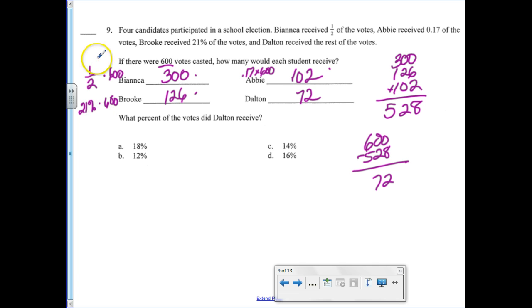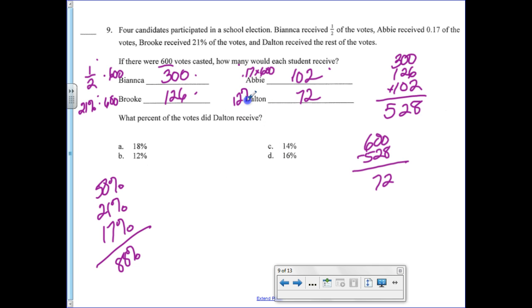Well, you could either add up all these percentages and see what's left for Dalton. That'd be one way. 1/2 is 50%. Brooke got 21%. Abby got 17 hundredths, which is 17%. Figure this out. What is that? 88%, which leaves 12% for Dalton.